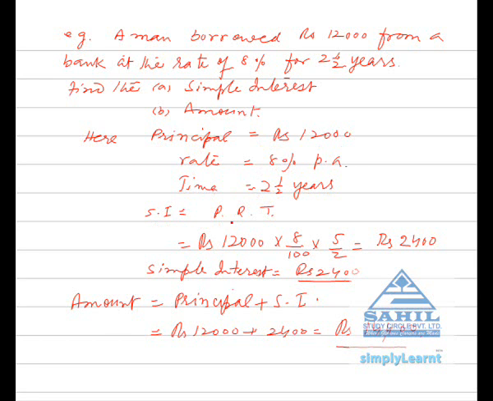Now, SI is equal to P into R into T. That is 12,000 into 8 by 100 into 5 by 2. That amounts to ₹2,400. Simple interest therefore is ₹2,400. Now, amount, which is the sum of principal and simple interest, will come out to be 12,000 plus 2,400. That is 14,400.